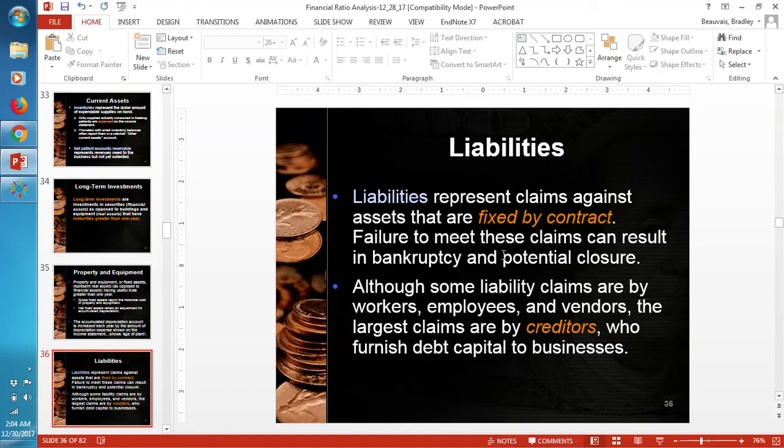We're going to have accruals that are owed to our workers, employees. We're also going to have vendors that we have to pay for the services or for the products that they provide. We're also going to have to include creditors that provide the debt capital necessary, on both a short and a long-term basis.